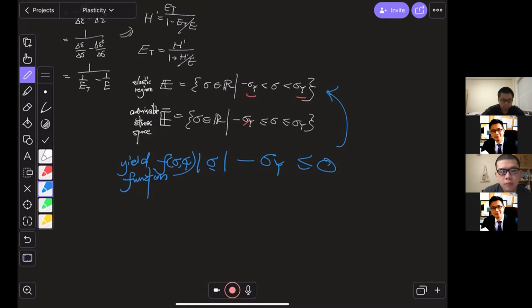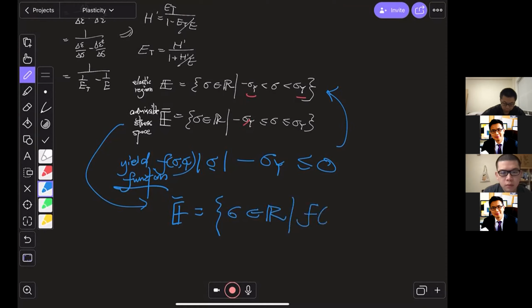Now, I will rewrite that admissible stress space using the yield function. Then I can simplify our formulation. The admissible stress space can now be defined as any stress that is a real number within that yield surface.